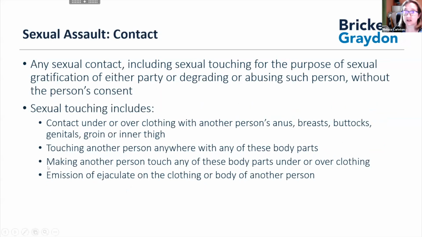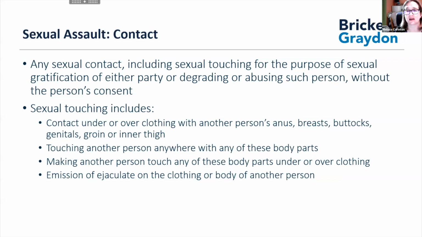In terms of sexual assault contact, it's any sexual contact, including sexual touching for the purpose of sexual gratification of either party, or degrading or abusing such person without that person's consent. And we're talking about contact under or over the clothing with another person's anus, breast, buttocks, genitals, groin, or inner thigh, touching another person anywhere with any of those body parts, making another person touch any of these body parts under or over clothing, or the emission of ejaculate on the clothing or body of another person.